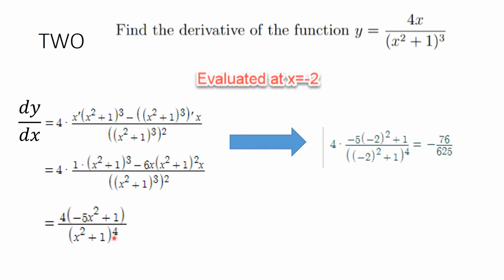We simplify that as much as possible, but then I wanted you to plug in negative 2. So if you plug in negative 2, you'll get minus 76 over 625. Again, no calculator. There will be fractions. There will be taking derivatives.